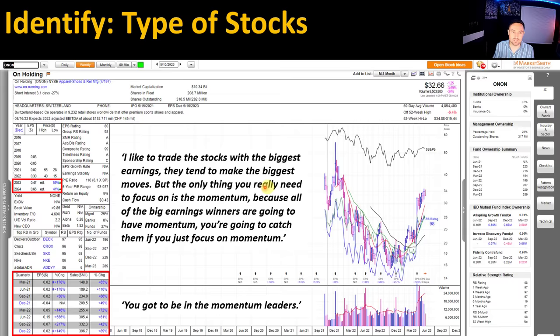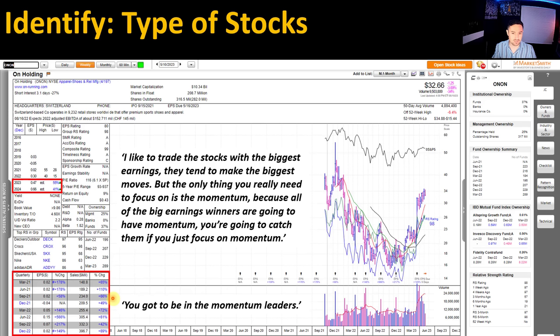You're going to catch them if you just focus on momentum. You've got to be in the momentum leaders. So remember, we were actually looking at ONON, a little bit earlier on. I think we were looking at ON. It's a very strong stock in the market at the minute. It's certainly got my attention at the time of filming this.